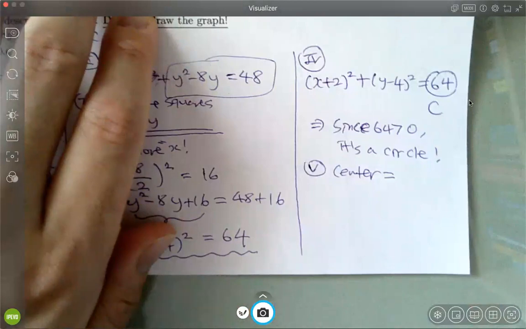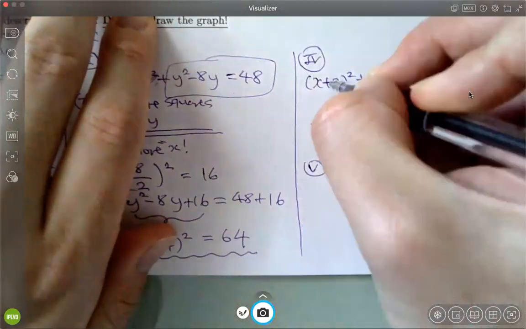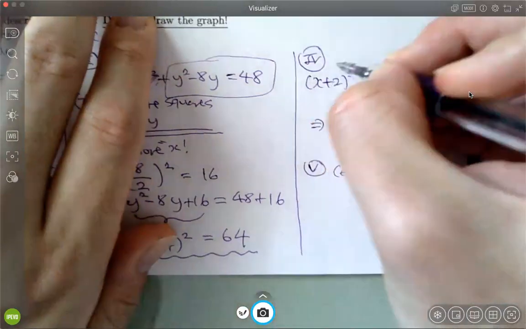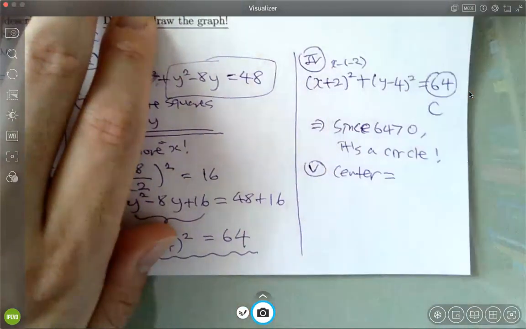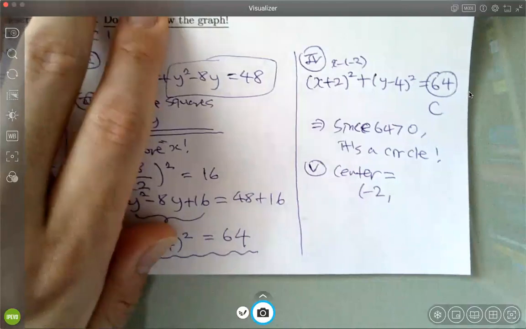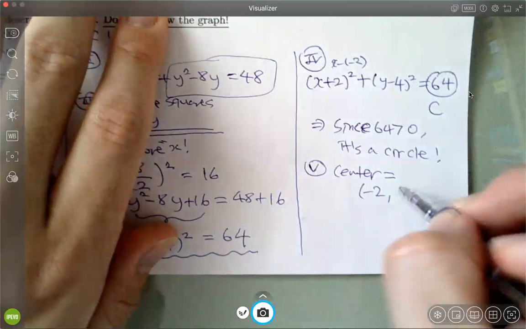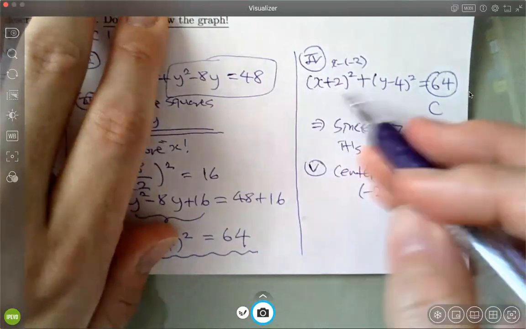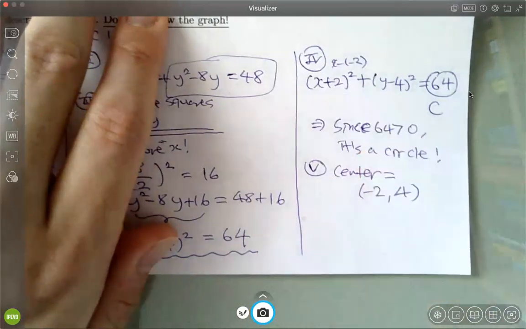Do you see why it's not 2? Okay, because remember, that is a plus sign, so it's x minus -2, right? So h is -2, and is k -4 or +4? It'd be +4, right? Yes. Okay, be careful. So many people say 2 comma -4 is the center, but it's the opposite.